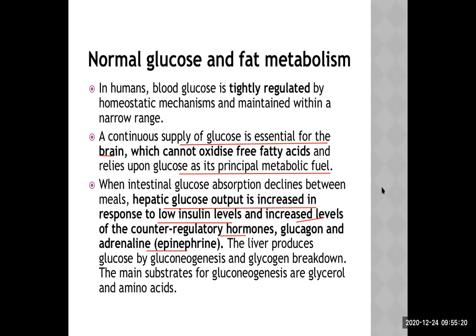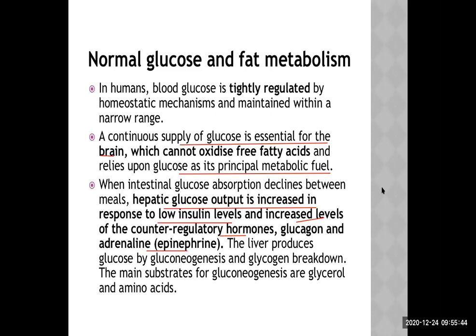But when we eat, when we have a meal, after some time the glucose is absorbed from our intestine. So that glucose will lead to hyperglycemia. That hyperglycemia will cause insulin release, the mechanism we have just studied. And that insulin will cause entry of glucose inside the cell, which leads to a decreased level of glucose in the blood.